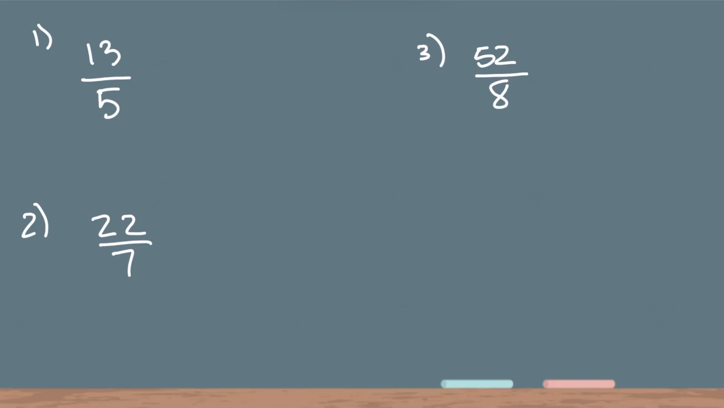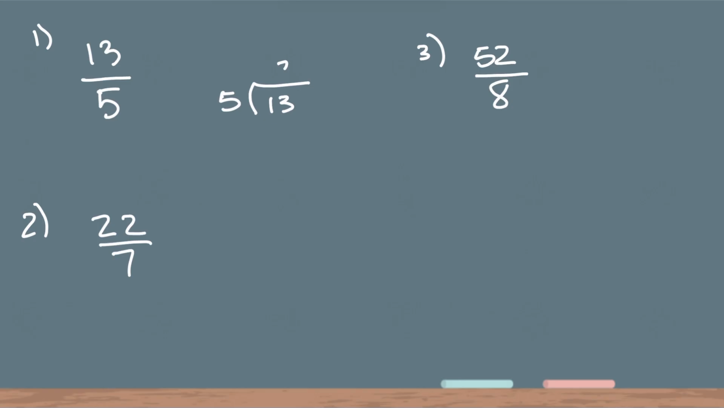So the first problem on the board is 13 over 5. Your 13 is the numerator, and 5 is your denominator. In this case, we would take 13 divided by 5. So I'm going to go ahead and write it out like a division problem. 13 divided by 5. You figure out how many times a 5 can go into 13.